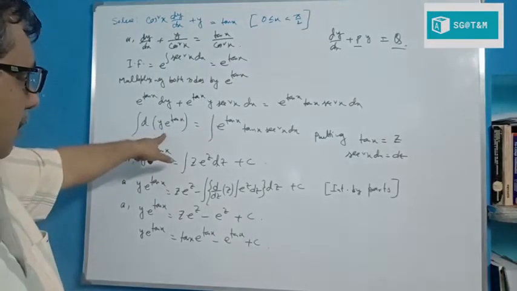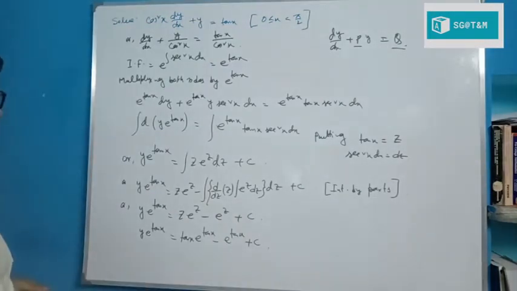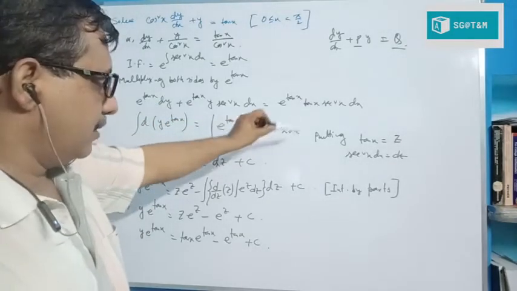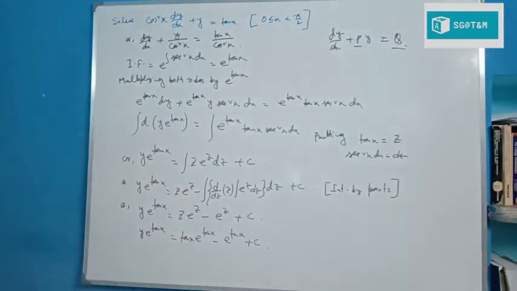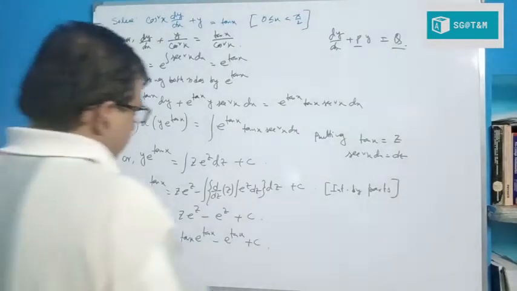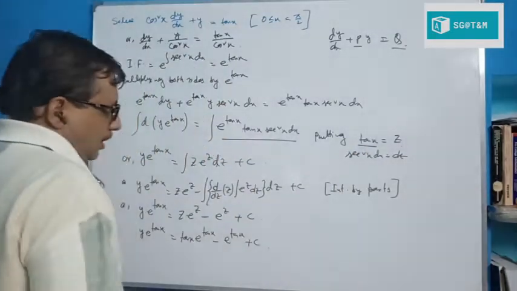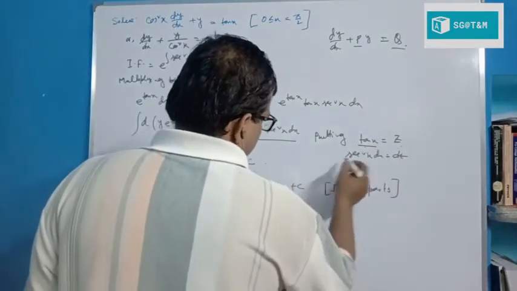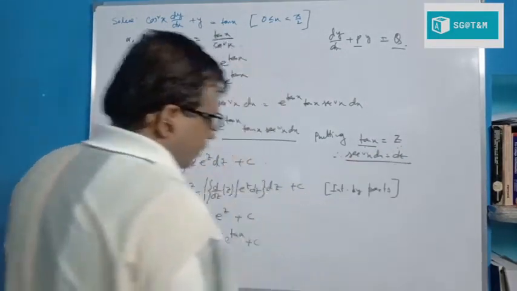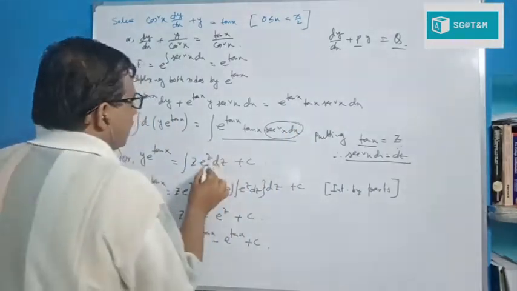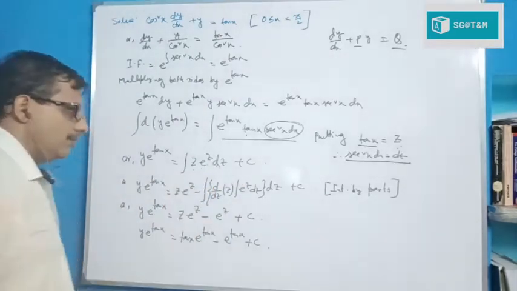So d of y into e to the power tan x, and right hand side is e to the power tan x into tan x into sec square x dx. After integrating, the left side is nothing but y e to the power tan x, and for the right side we substitute tan x is equal to z. So tan x is equal to z means sec square x dx is equal to dz. Now sec square x dx is equal to dz, e to the power z, and tan x is equal to z. So z e to the power z dz.